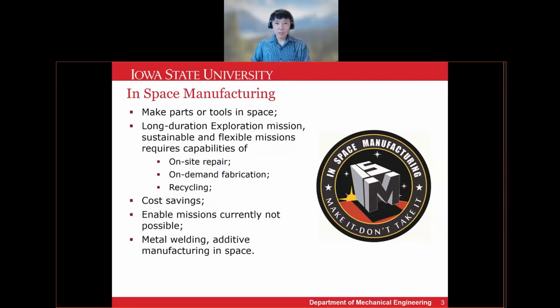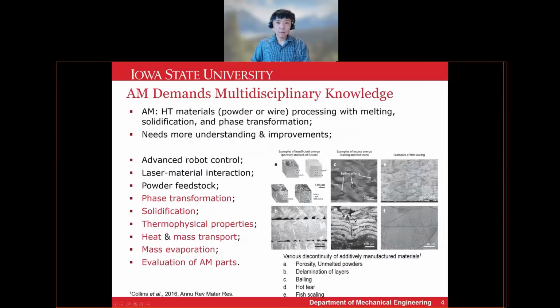Metals are one of the main materials that serve space exploration, and research on metal welding, joining, or additive manufacturing in space has been actively performed. Metal additive manufacturing is a complicated process which requires knowledge from many different disciplines. It is basically high-temperature metal processing, which involves melting and solidification. Although we have seen some success stories of using metal additive manufacturing, there are still many issues that need to be addressed, as we can see from this figure.